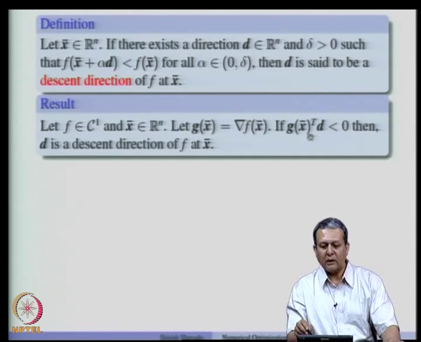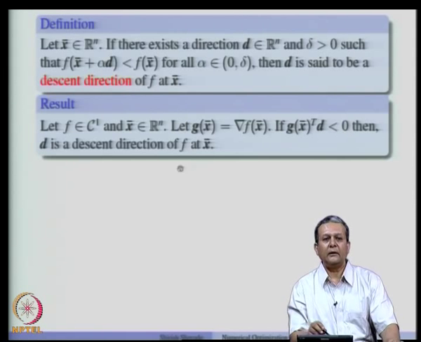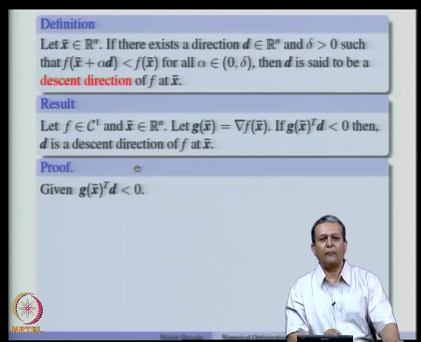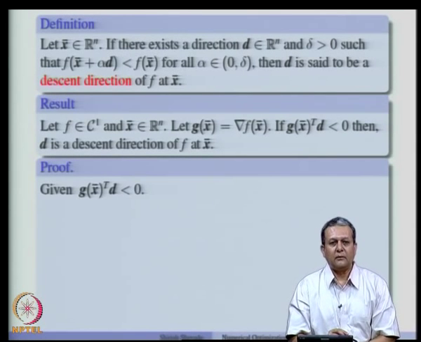Then, if g x bar transpose d is less than 0, then d is a descent direction of f at x bar. What it means is that the direction d should make an obtuse angle with the gradient direction at that point x bar. In that case, d is certainly a descent direction. So, let us prove this result.